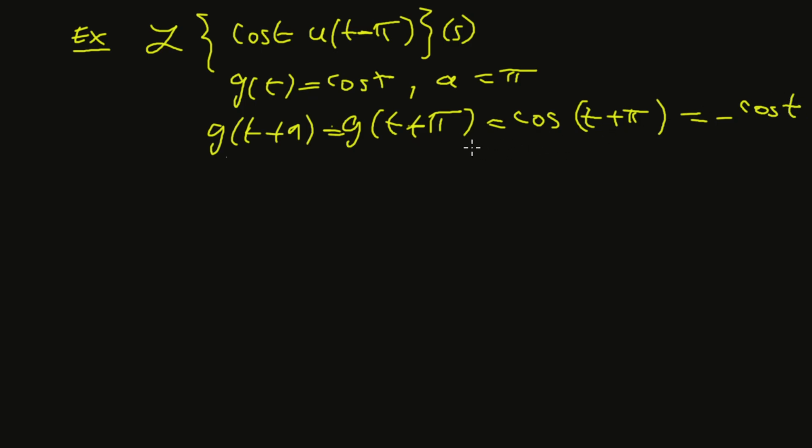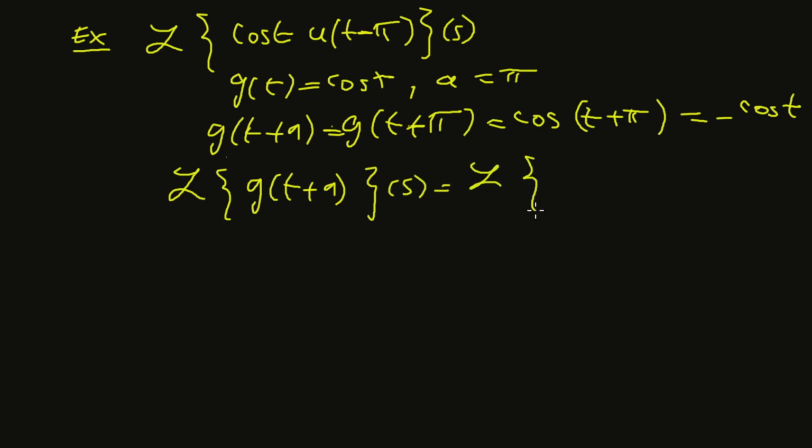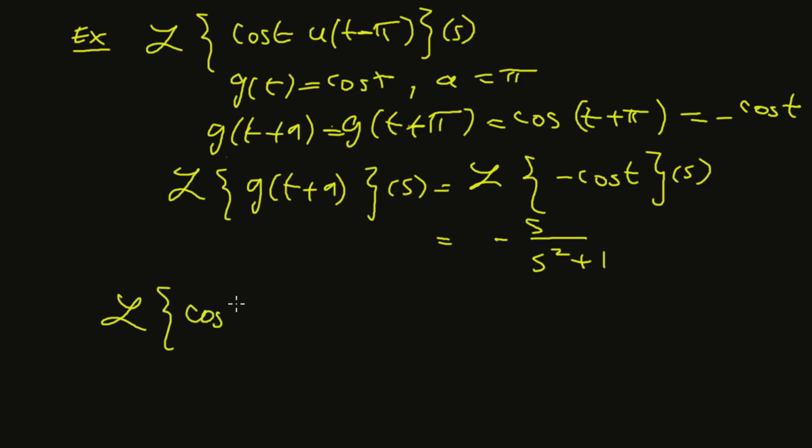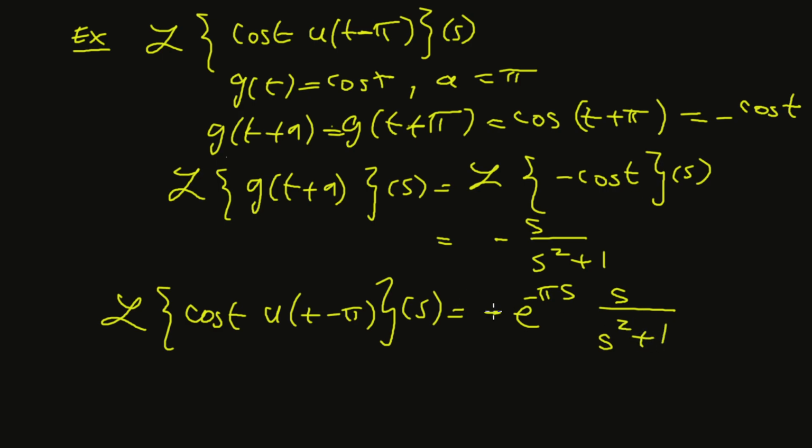Alright, and so the Laplace transform of g of t plus a on s is just going to be the Laplace transform of negative cosine of t on s, which we know using the table from previous work is s over s squared plus 1, and we have a negative. So looking for the Laplace transform of cosine of t times u of t minus pi on s, we use the exponential function e to the negative pi s times what we found, and of course the negative there.